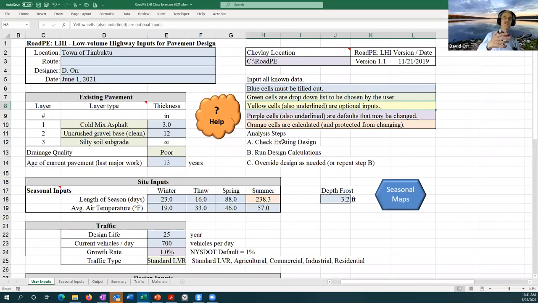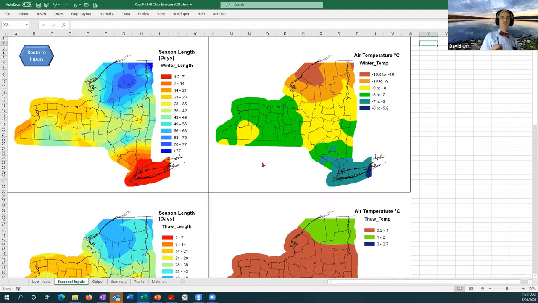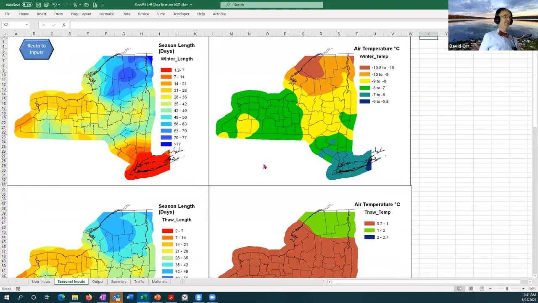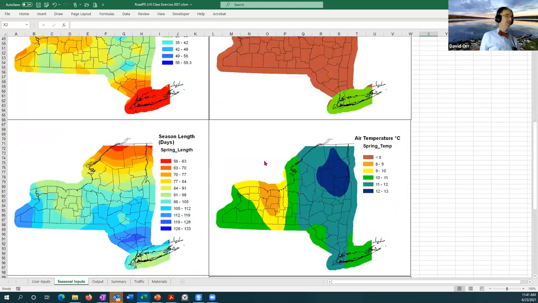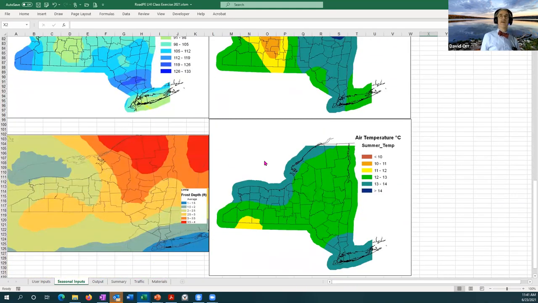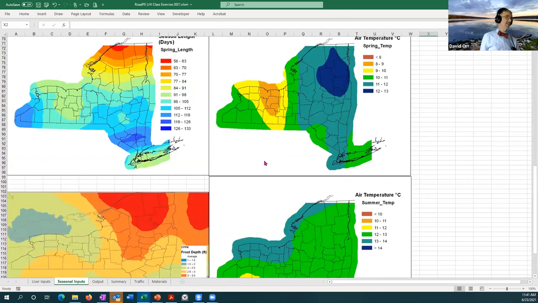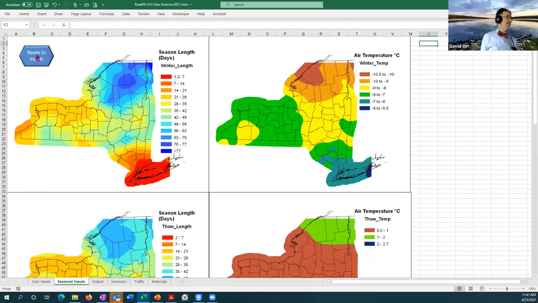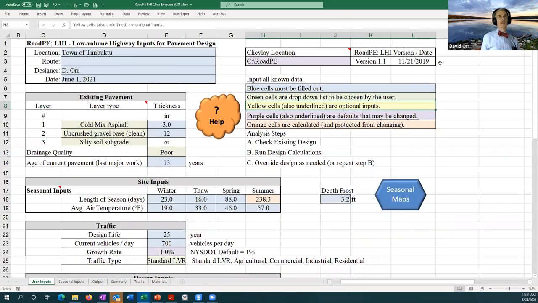So again, it tells you those same things, A, B, C, in terms of calculation. So first thing you do is you put this in terms of site inputs. You don't have to use the handout. They're right here. We gave you all the maps you need. They're available for you. So you don't have to memorize any of this stuff. Okay, and when you're done, you just go back to the inputs page. Okay.